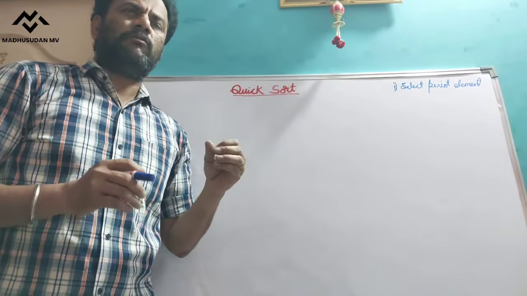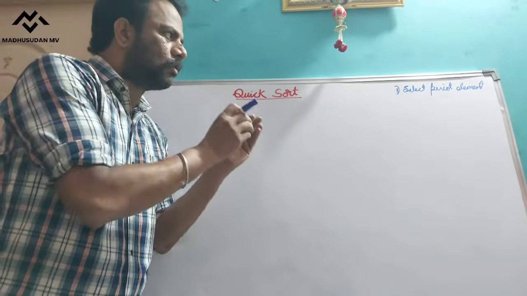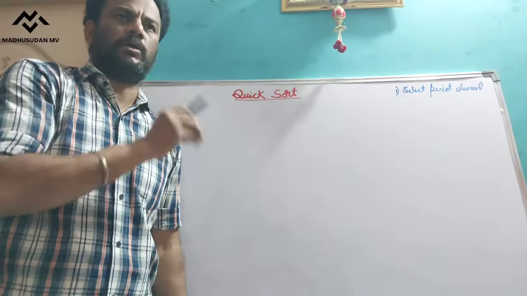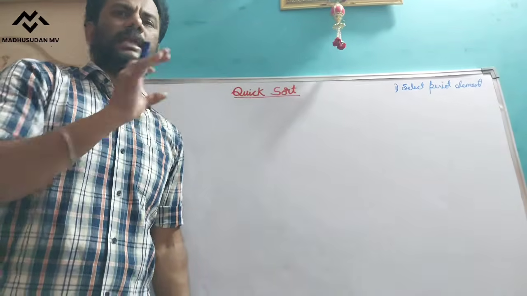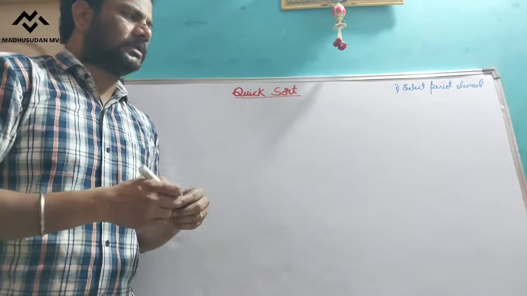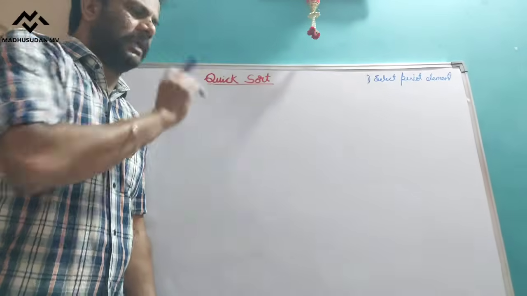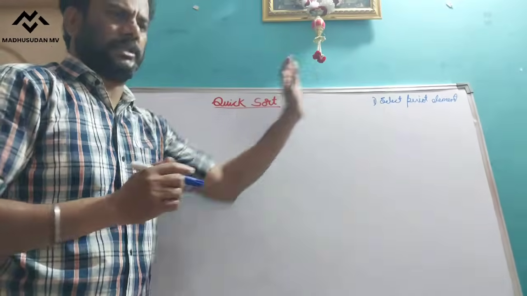Generally we can select any element as a pivot element. There is no rule that we need to select that particular element only. But to have uniformity, generally we select the very first element as the pivot element. That is the first step.